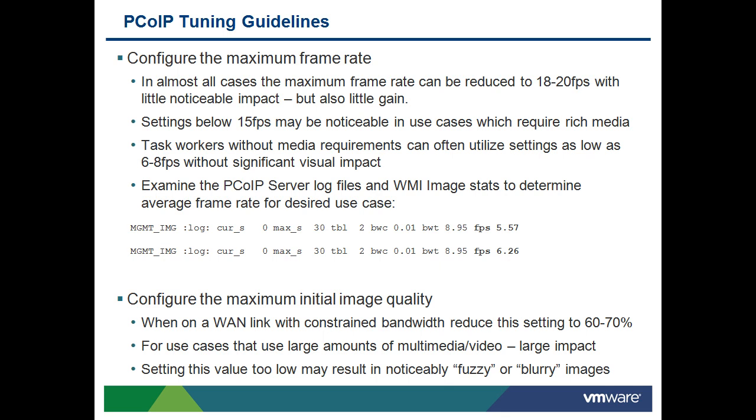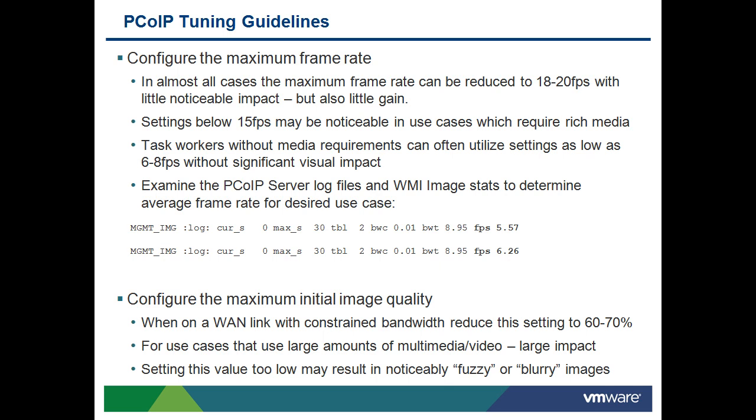You can see there's a log file dump here, and those last 2 columns show the frame rate. So you can look in a log file, you can use the WMI image stats, frames per second is in there, and you can monitor this. So get a user on there, let them work for a day or two, see what their average and peak frame rate is, and then tune to that. If they're only ever hitting 5 or 6 frames per second on average, then leaving the frames per second set at 15 isn't going to have any impact.